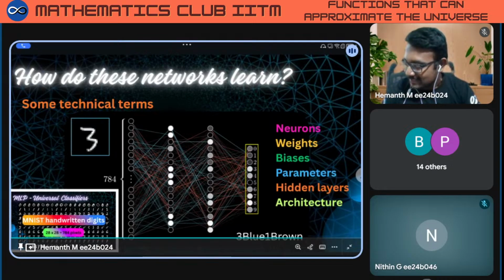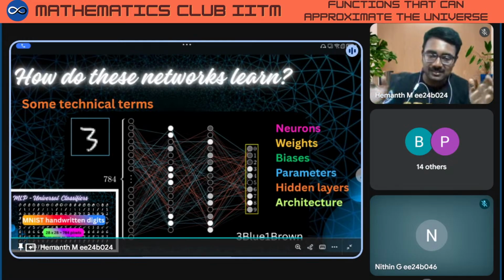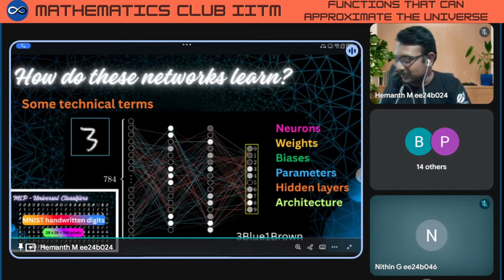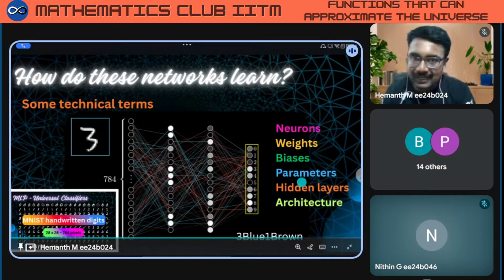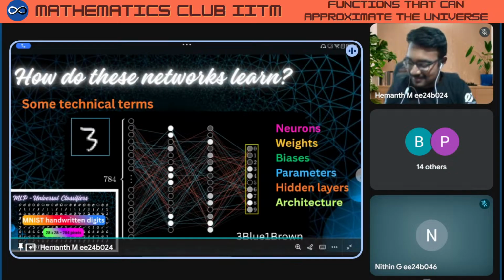If we change these weights and biases, collectively called parameters, then the whole network function that it is learning will change. If you assume it as a big function, you're changing the numbers in the function definition. That is what you're doing by adjusting these parameters. And these are the hidden layers, and this structure of the network is called the architecture. I just wanted to introduce these before proceeding further.